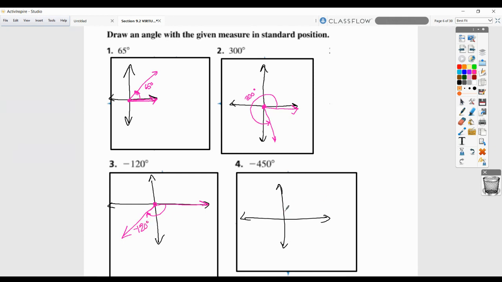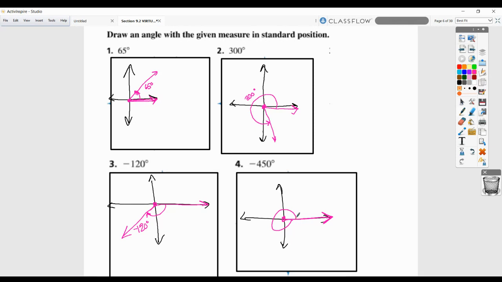Okay. Last one, negative 450 degrees. So that means I'm starting at my standard position here. Okay, and then I have to move my terminal side. Negative means I go this way. Since it's above, well, actually below 360, that means we go negative 360 around, right? And then that means it's an extra 90, right?